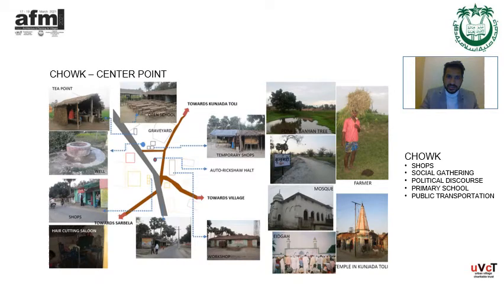On the main road approaching the village lies the chowk. A chowk is a marketplace or a center point. Here you can see a lot of shops, salons, tea points, primary or middle school, a mosque, etc. This place is also very important as it provides a space for social gathering, as well as a lot of political discourse takes place here. This place also provides access to public transportation.